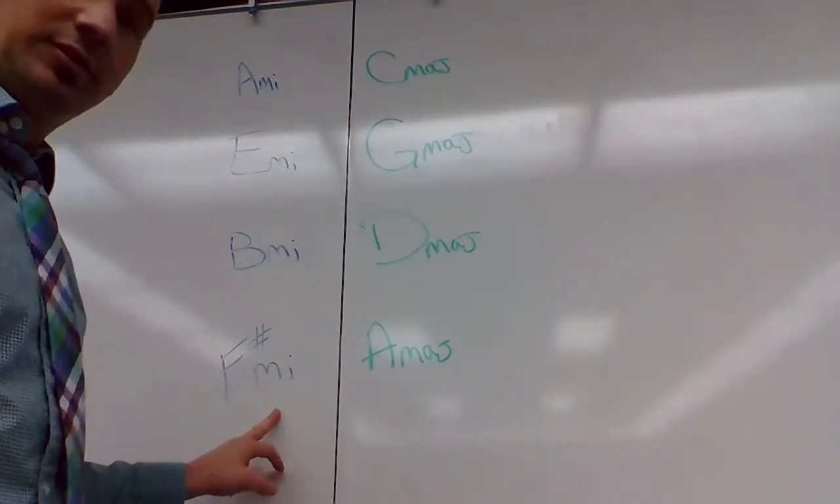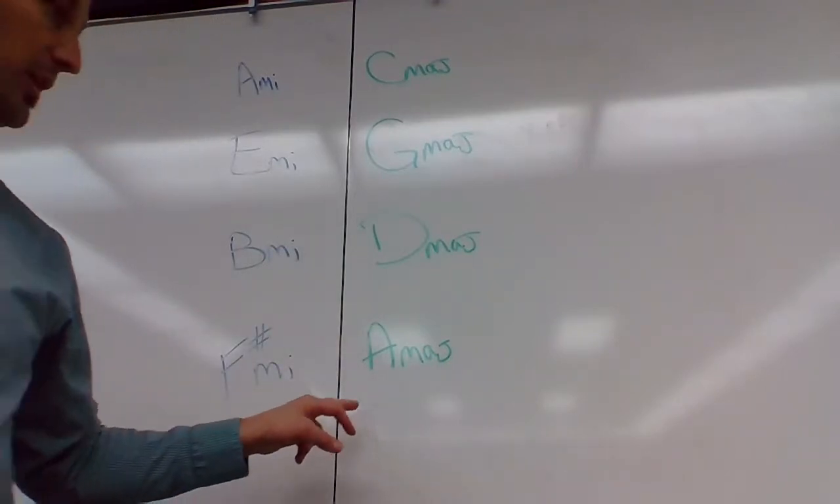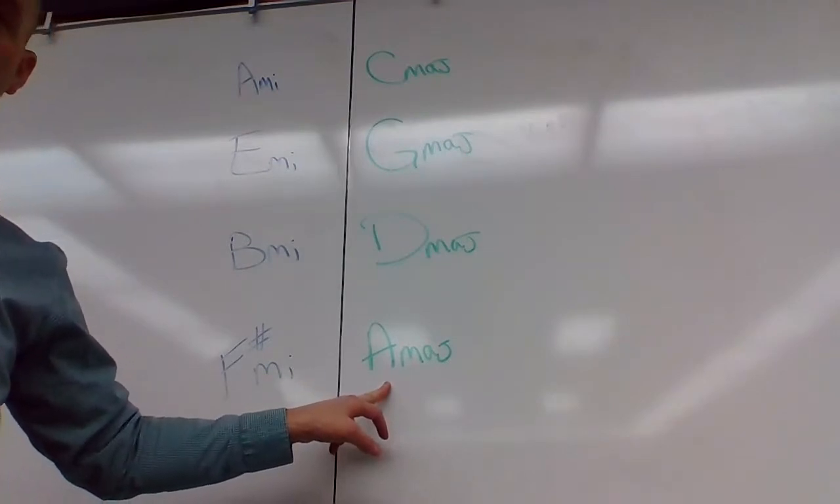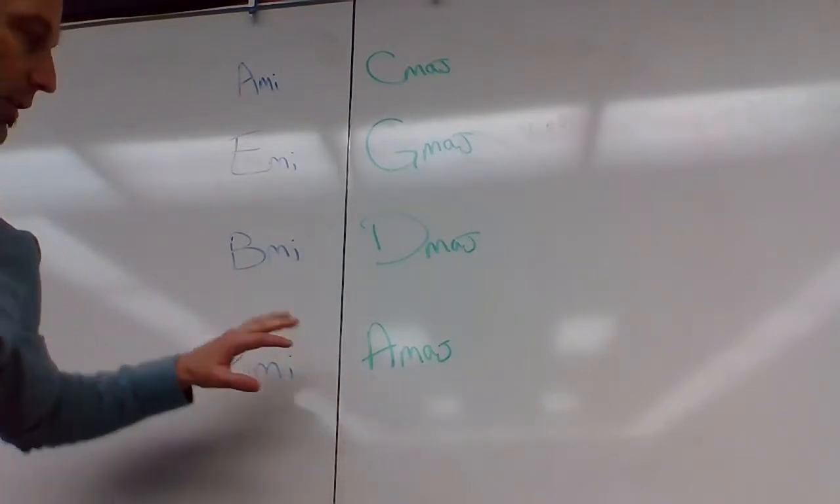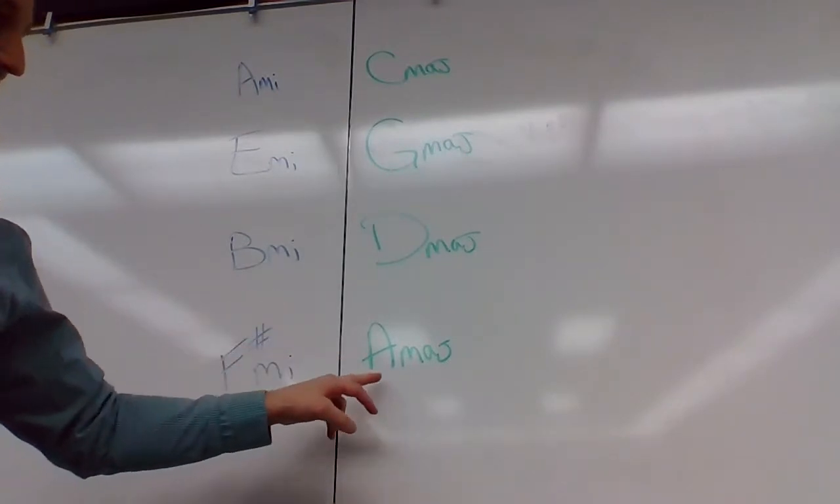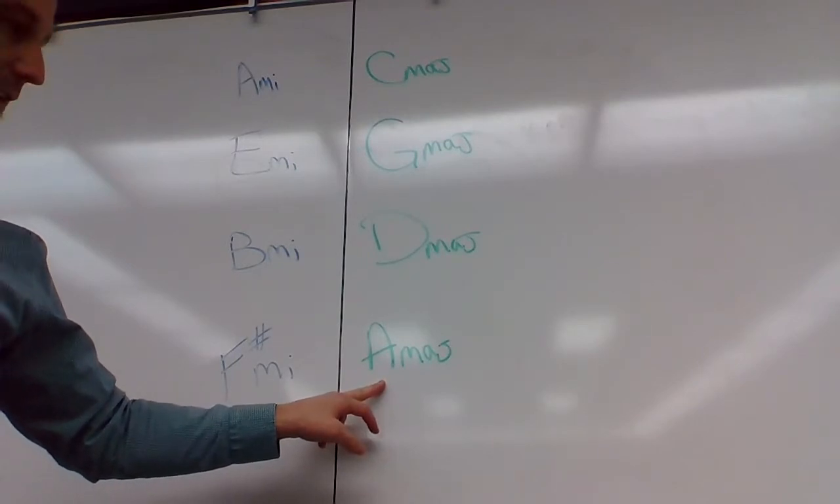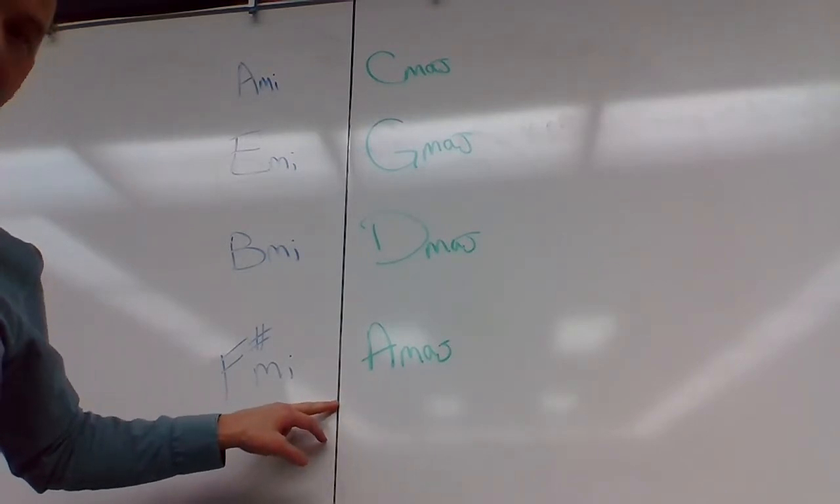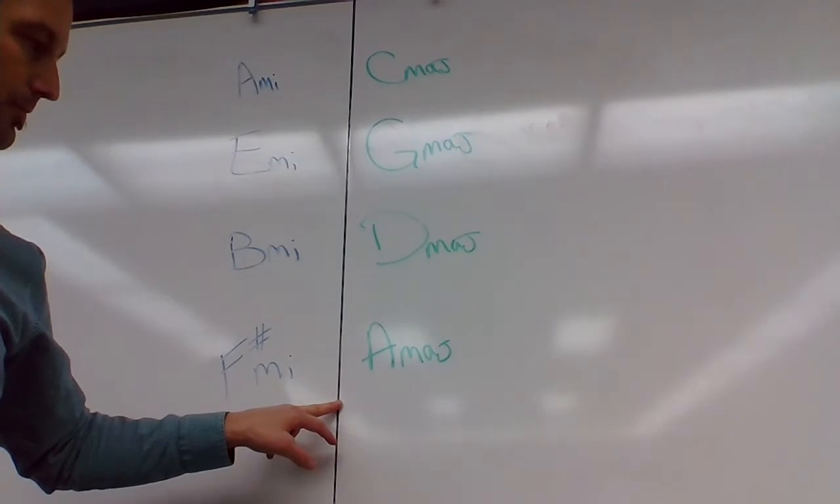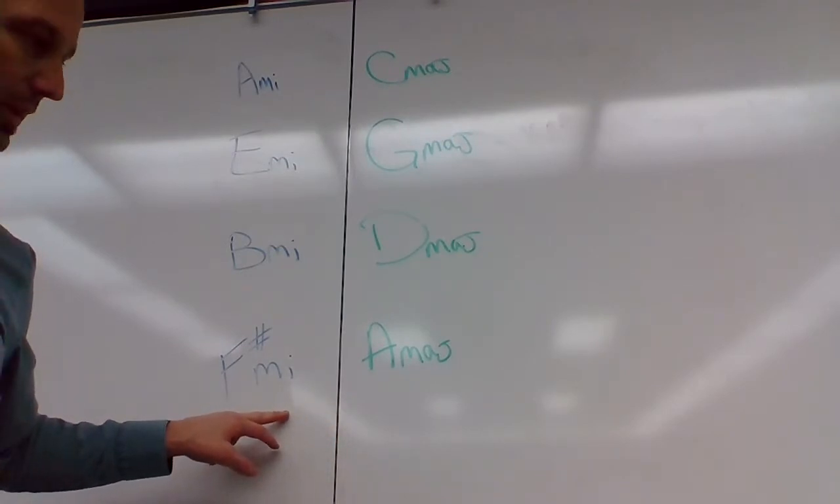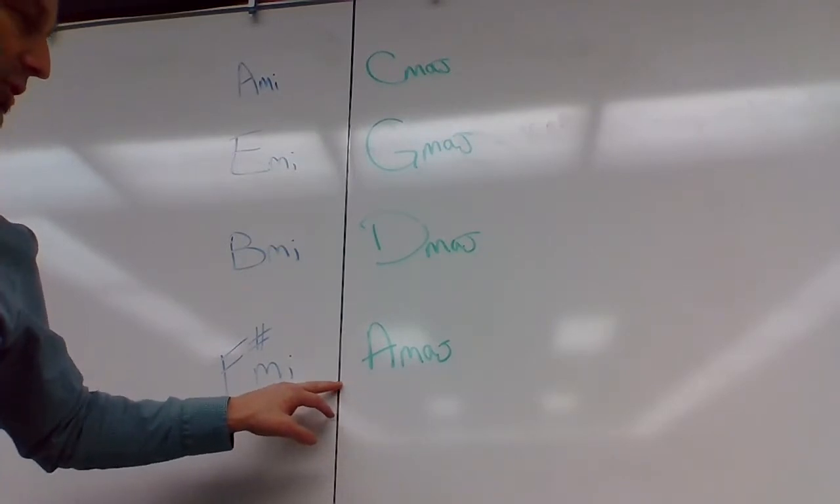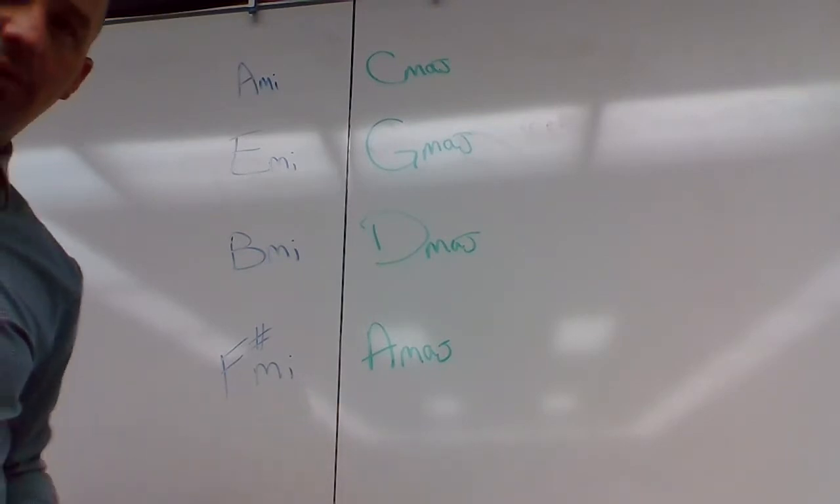Let's try it with F sharp and A. So if I'm thinking of A major, I'm trying to find the relative minor. Okay, so you should be thinking back a half, and then back a whole. So back a half from A to G sharp, and then a whole to F sharp minor.